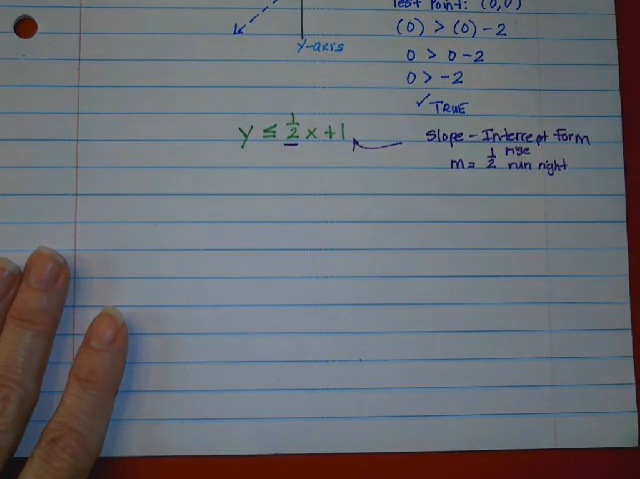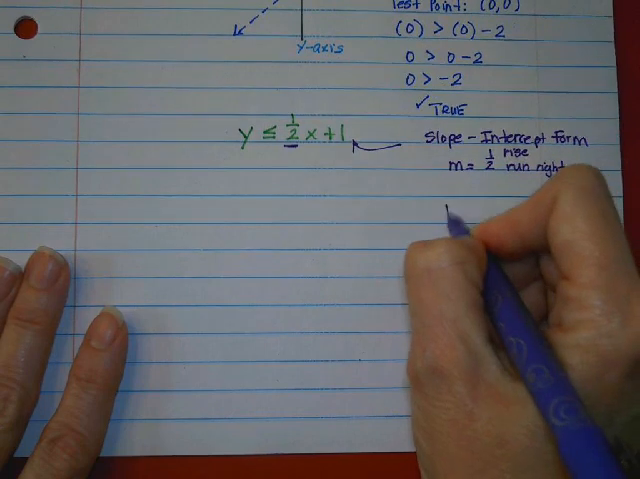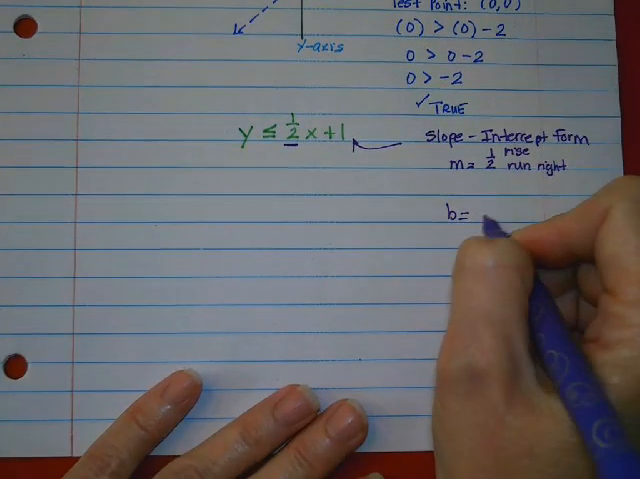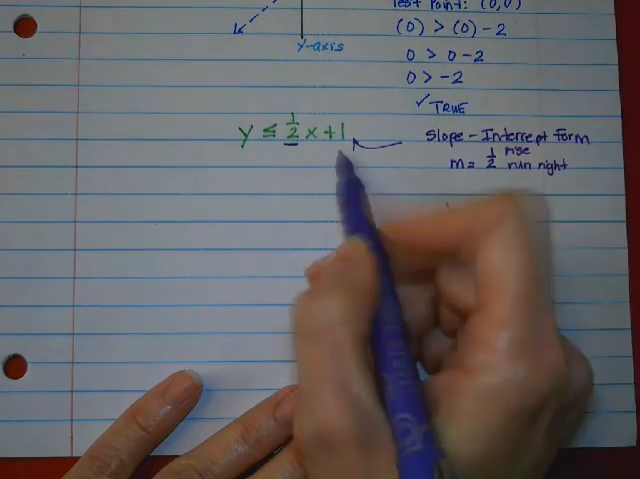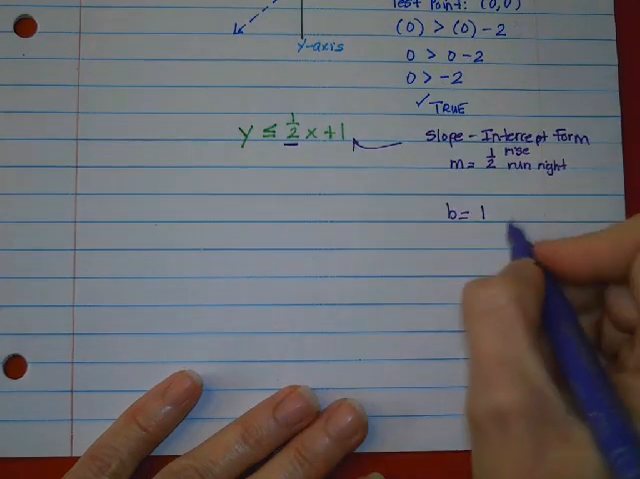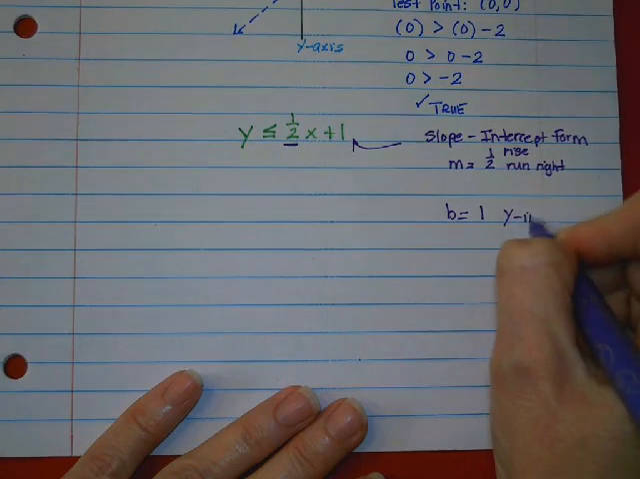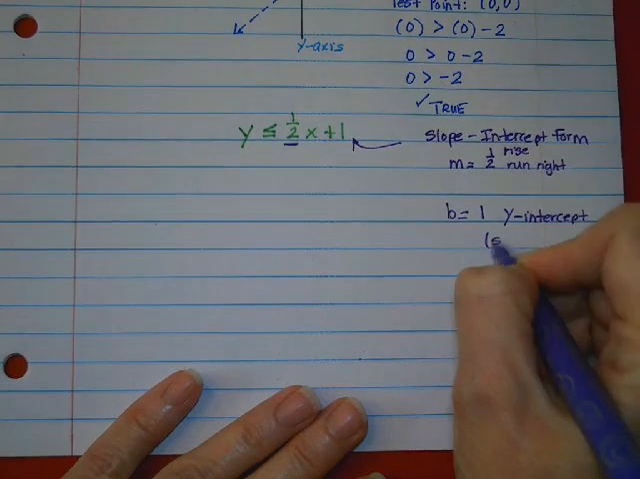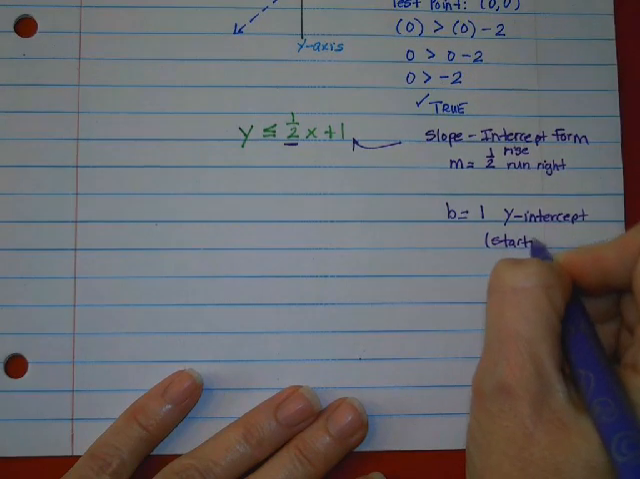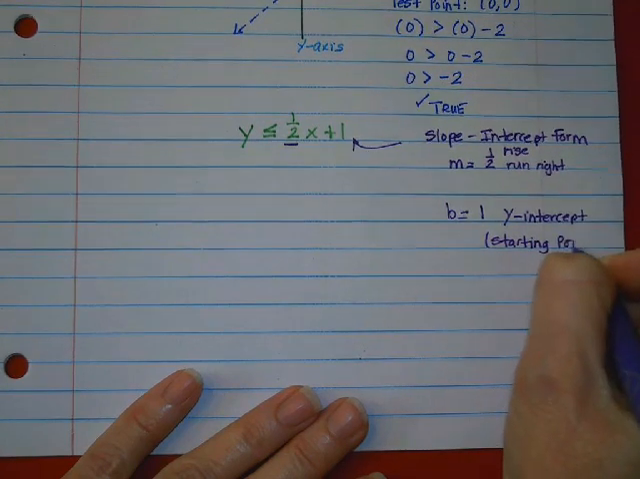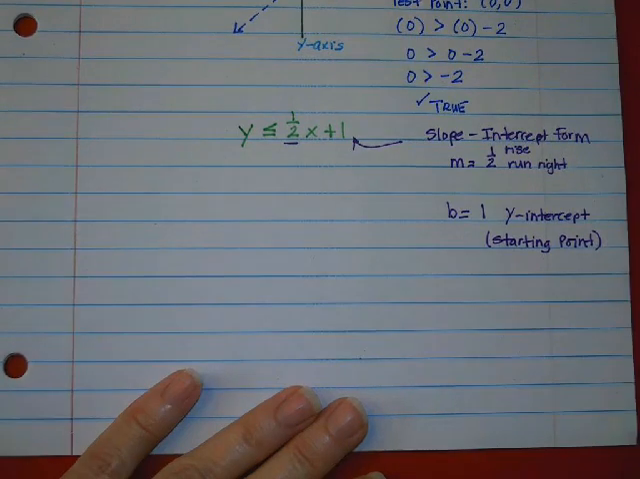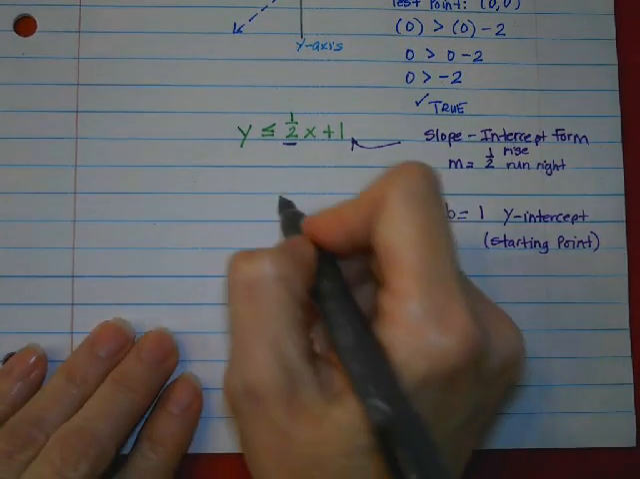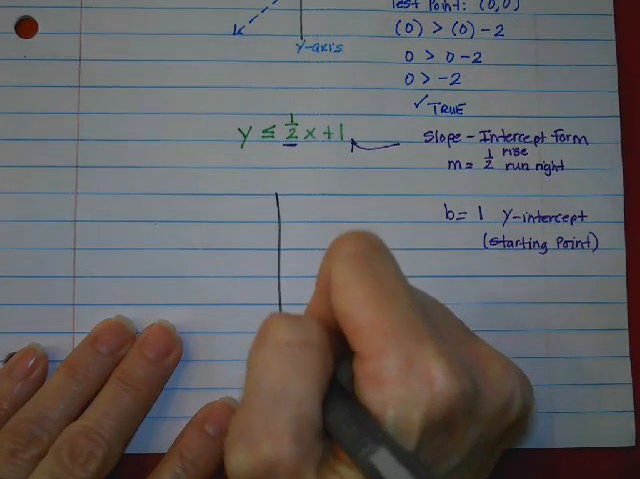The next value I need to find is my b value, or my y-intercept. Mia, what would that be? That is correct. It's a positive one because it says plus 1. So this is my y-intercept. This is my starting point. All right, so now I'm going to go ahead and make a little graph. I'm going to try to do that real fast for you guys.